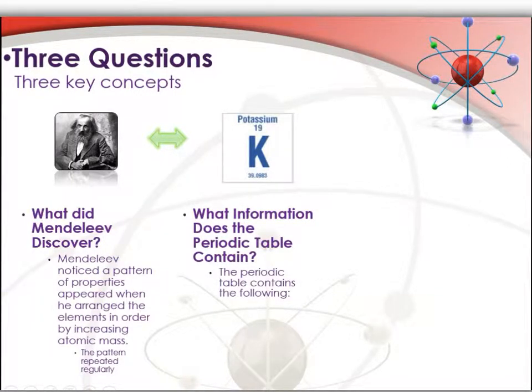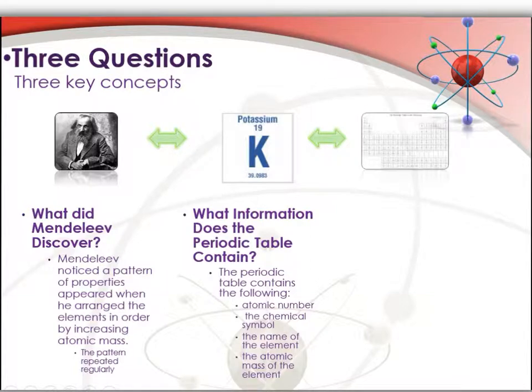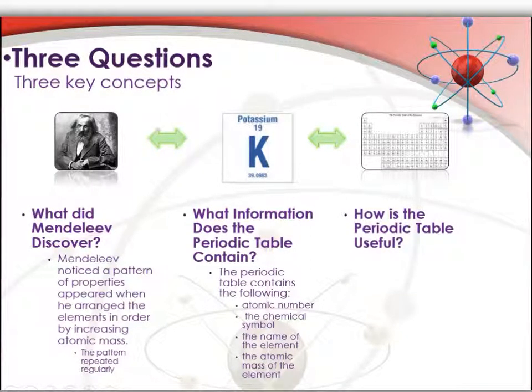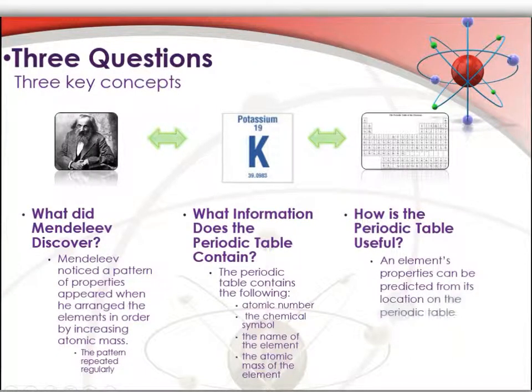What information does the periodic table contain? It contains the following: the atomic number, the chemical symbol, the name of the element, and the atomic mass of the element. Finally, how is the periodic table useful? An element's properties can be predicted from its location on the periodic table.